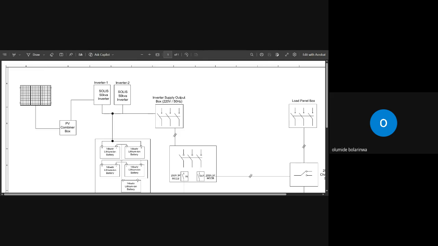Now, how many? We have 24.8 kVA. Now, how many are we buying using 620 watts? Can someone do the calculation for us? Remember, 1,000 equals 1 kVA. Can someone do the calculation for us? How many solar panels are we needing in this case?